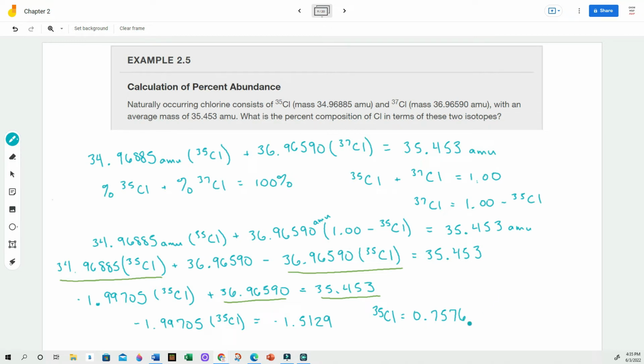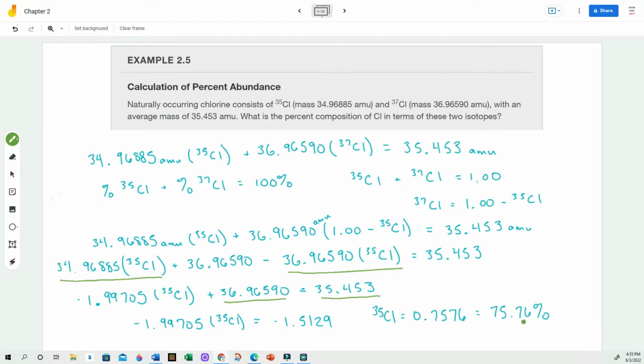Now remember, this is a decimal, and the problem asks us to convert it to a percent. So if I need to convert this to a percent, I'm just multiplying by 100%, which is 75.76%. So that takes care of my chlorine 35, but I still have to find chlorine 37. At this point, you can either take 1 minus your 0.7576, or what I'm going to do is use this equation right here, and I'm going to put this calculation up here.